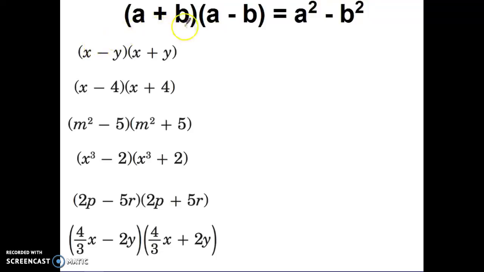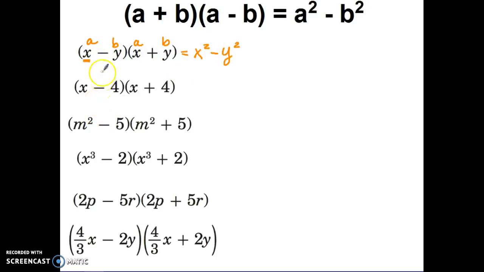So this is what we're looking at. We see the sum and the difference of the two binomials. Using the shortcut, this is a and b, a and b. And then you end up with a squared, where a is my x squared, minus my b squared.